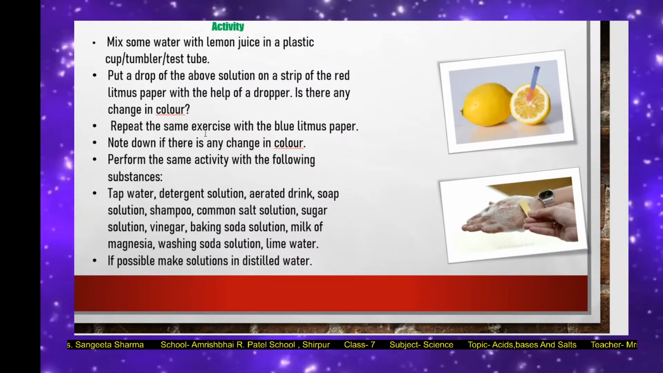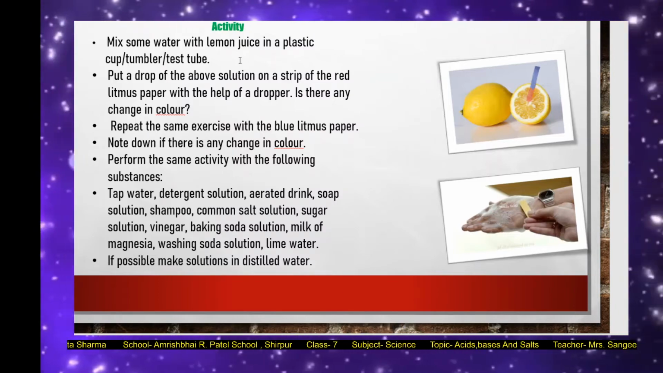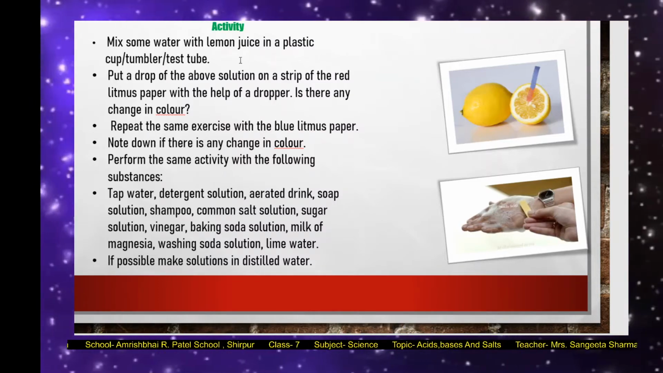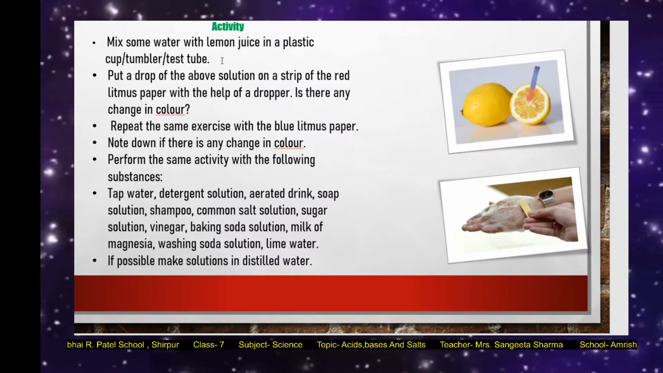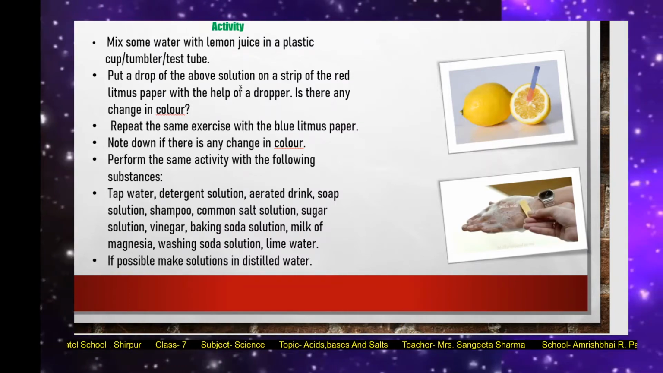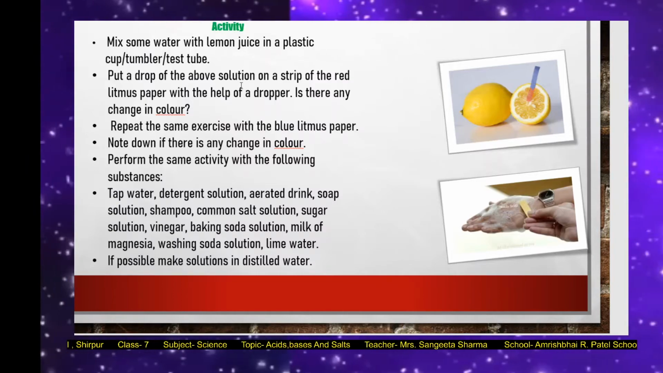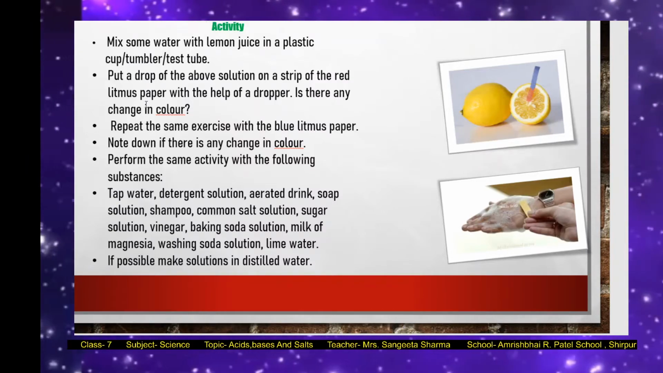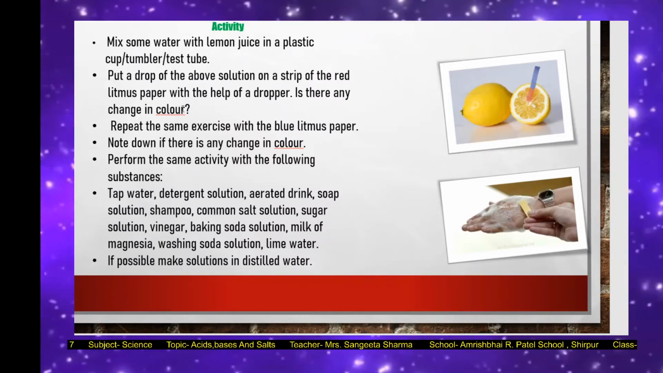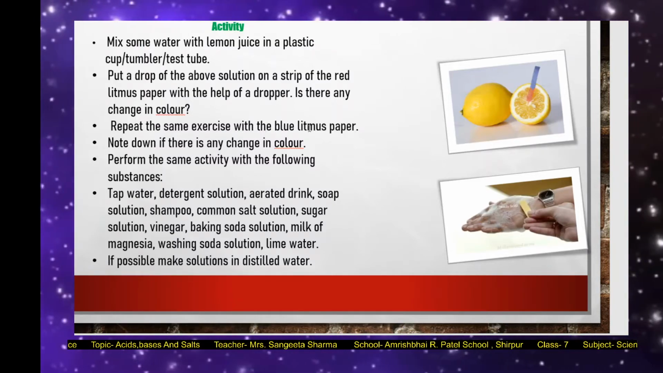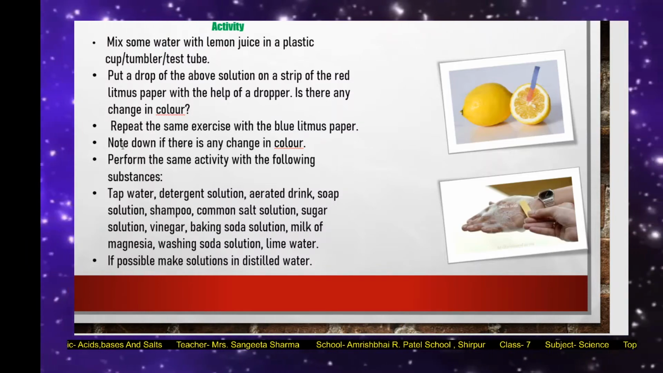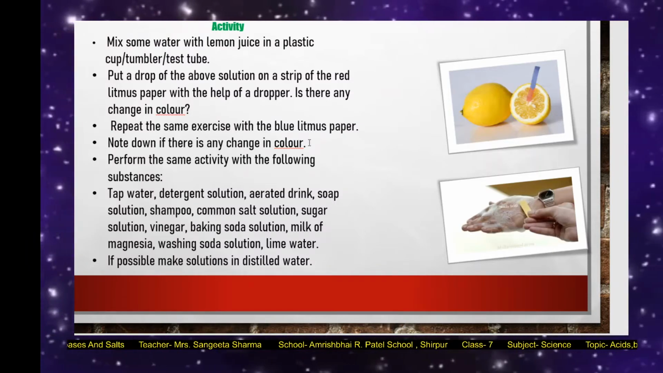You will add some water to the lemon juice to make it dilute. Then you will put a drop of this dilute solution on a strip of red litmus paper with the help of a dropper. If there is any change in color, you will repeat the same exercise with the blue litmus paper, and you will also see the change in color with that blue litmus paper.